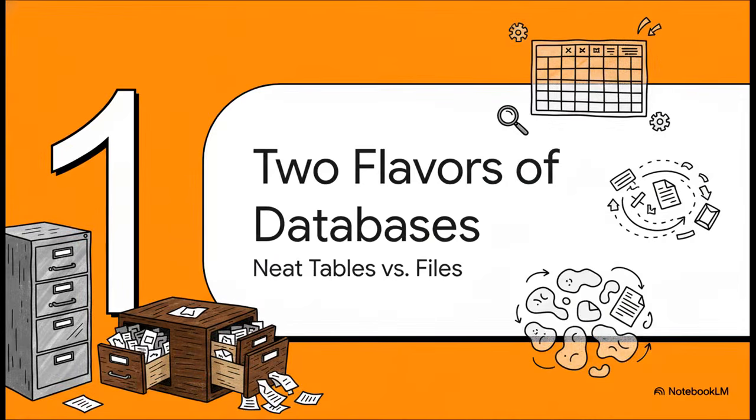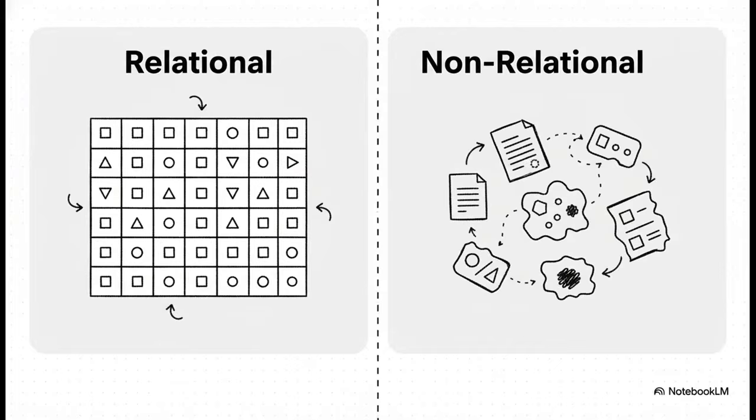Okay, but not all filing cabinets are built the same, right? I mean, depending on what you need to store, you might use a different kind of system. The exact same thing is true for databases. So let's take a look at the two main flavors. The two big categories are relational, you might hear people call these SQL databases, and non-relational, or NoSQL. Relational databases are kind of like spreadsheets on steroids. They use these really neat structured tables with rows and columns. It's the classic old school approach.